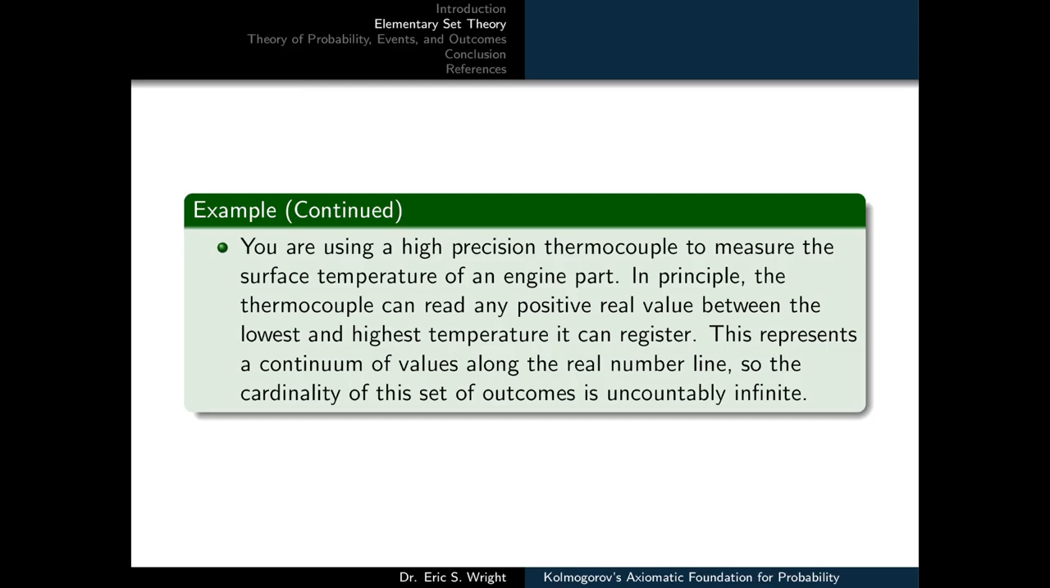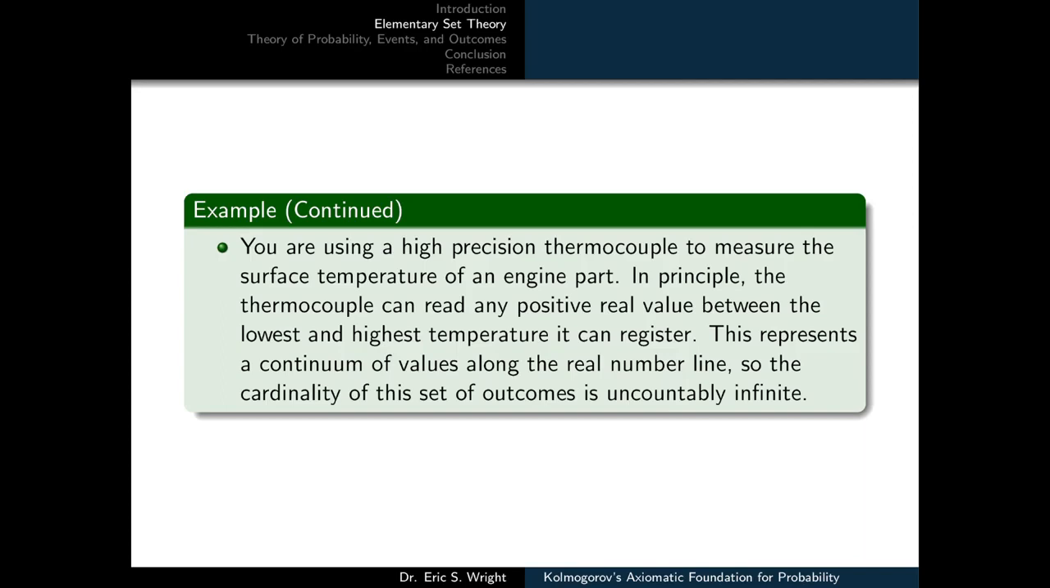Finally, imagine you are using a high-precision thermocouple, a kind of thermometer, to measure the surface temperature of an engine part. In principle, the thermocouple could read any positive real value between the lowest and highest temperature it can possibly register. This represents a continuum of values along the real number line, so the cardinality of this set of outcomes is uncountably infinite.